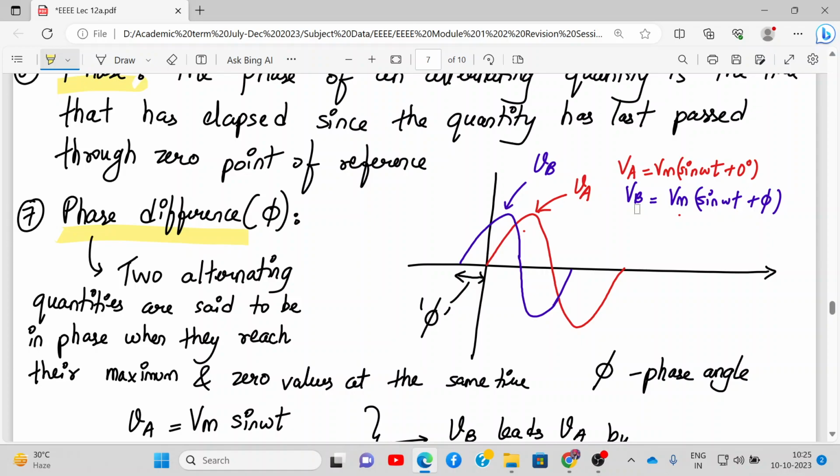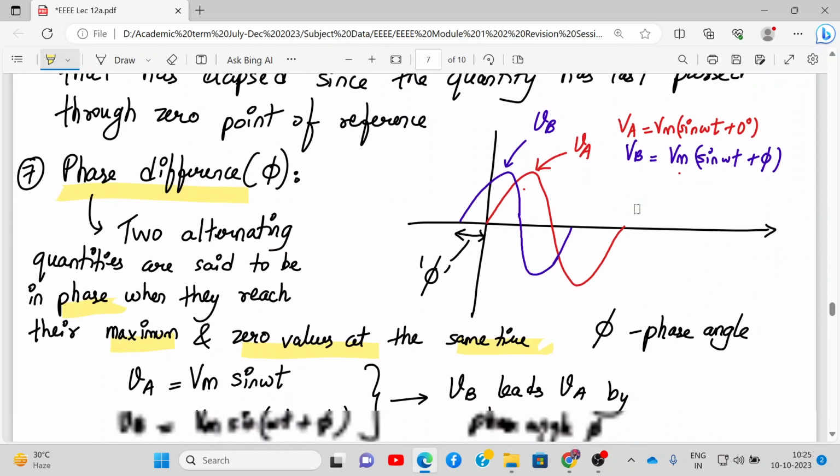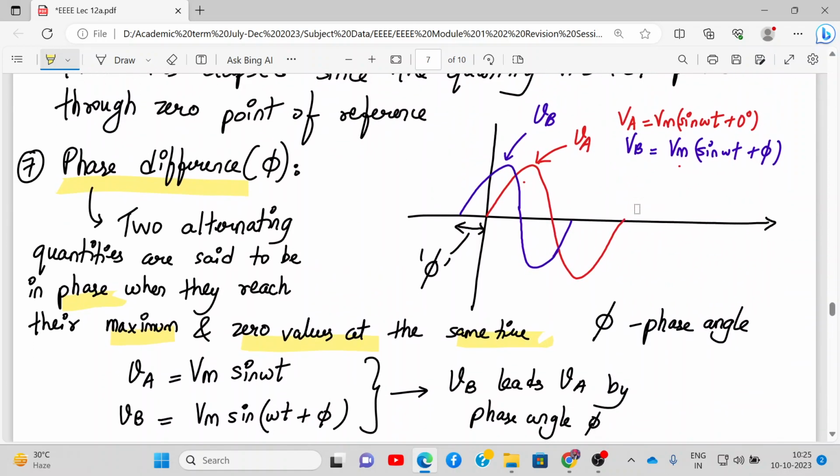Two alternating quantities are said to be in phase when they reach their maximum and zero values at the same time. Now these are VA and VB. They are not reaching the maximum as well as the zero values at the same time. So they are not in phase. Here we can say that VB leads VA by a phase angle phi, where phi is the phase angle. All right, understood.